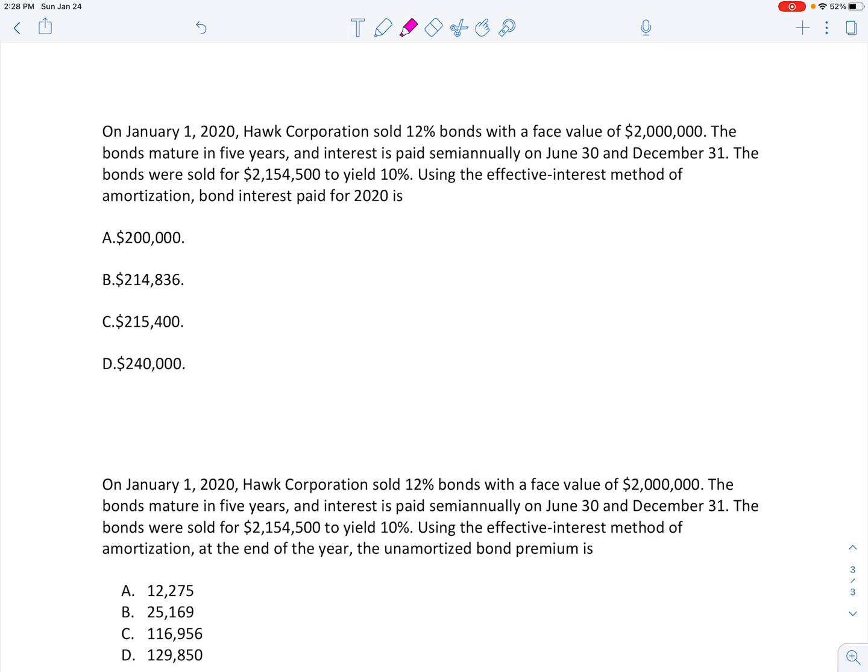So before I read anything else, I'm going to go through and say the effective interest method. What is the bond interest paid for the full year of 2020? Now I'm going to go back through and kind of dissect these pieces. So that 2 million, that's easy. That's my par value of my bond. This 12, that's going to be my stated interest rate. I might make myself a note so that I don't get flustered. That stated interest rate is used to determine my cash paid.